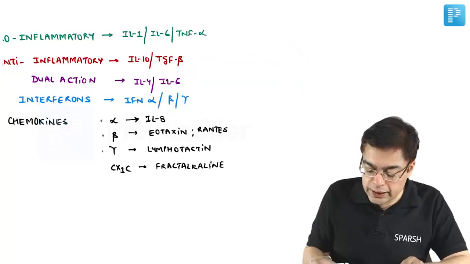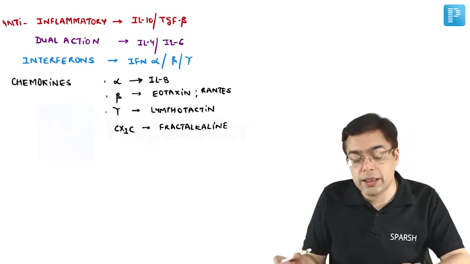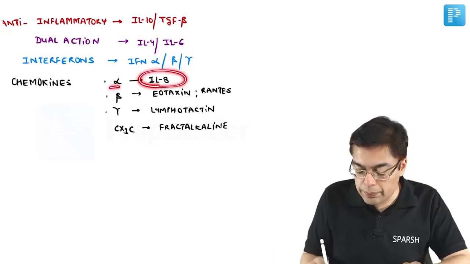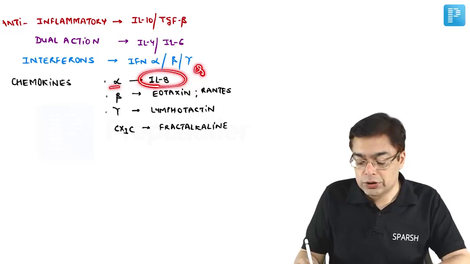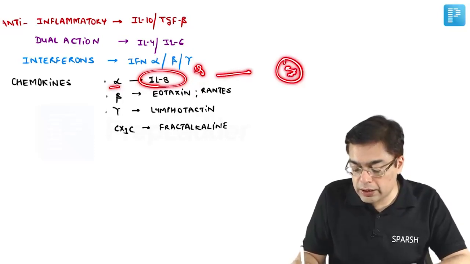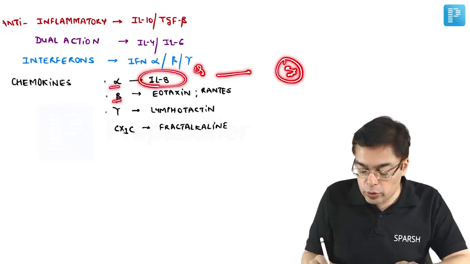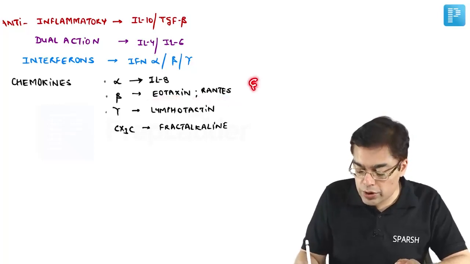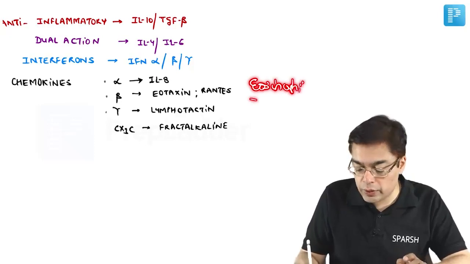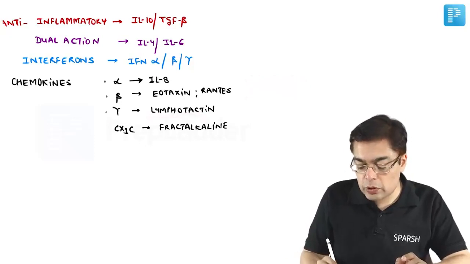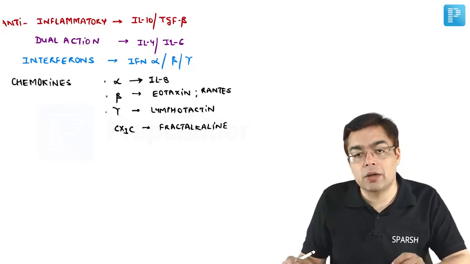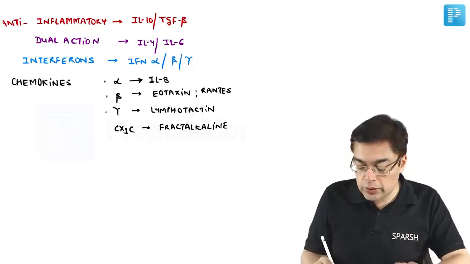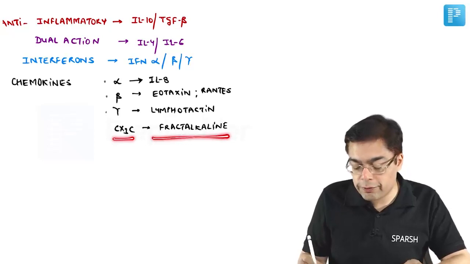Having said that, I would just like you to have a look at the different types of chemokines. Alpha chemokine includes the primary example interleukin 8, which is responsible for attracting the neutrophils. The beta chemokines include eotaxin and RANTES, which are primarily associated with activation of the eosinophils. So eotaxin might as well give you a hint. Lymphotactin, which is an example of a gamma chemokine, is responsible for attracting the lymphocytes. When you're talking about the CX3C, that is going to be fractalkine.